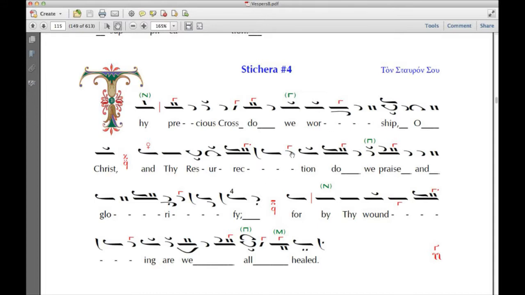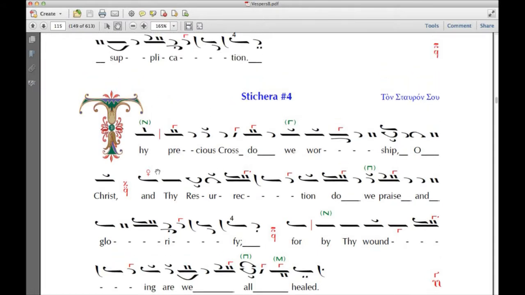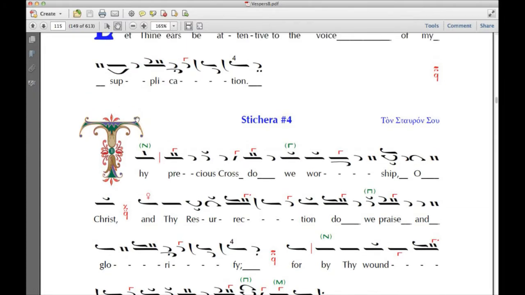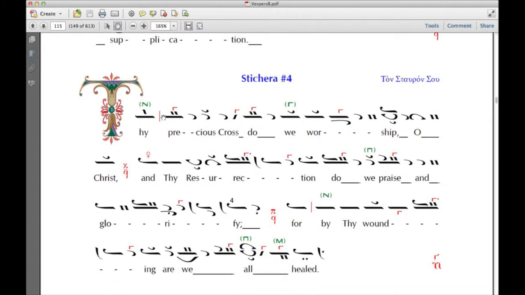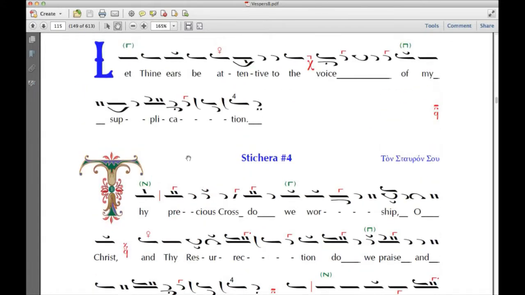Keep going, or do you guys want to do that again? Try it. Yeah, let's try that again. Should we try the Ison? We do Ison, much as I don't want to. Do you want to sing through it once quicker with me? Yes. And then do it again with you guys? Yes. Okay, that precious cross. Or let's do: let thine ears be attentive to the voice.